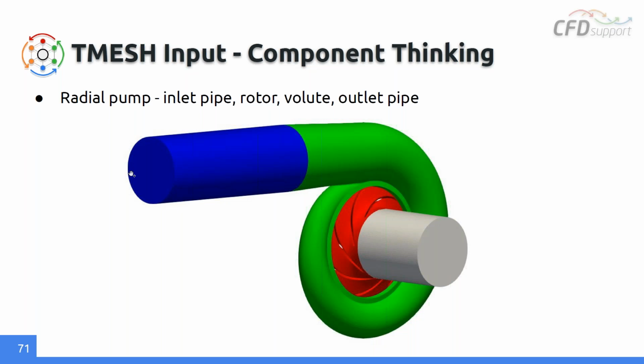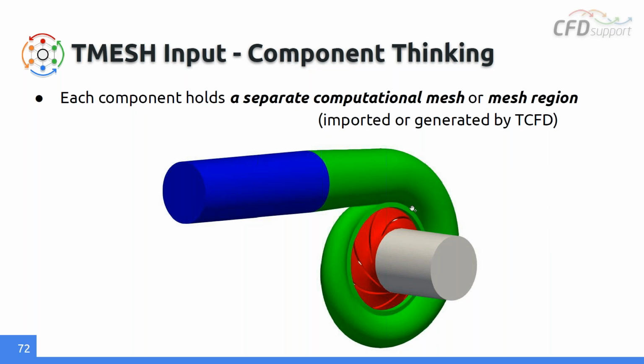So what does it mean? For example, I need to export the STL specifically for the outlet of the pipe, for the wall, and for the inlet to the pipe. Yeah, so each component holds a separate computational mesh or a mesh region, and this is imported or generated by TCFD or by T-mesh.